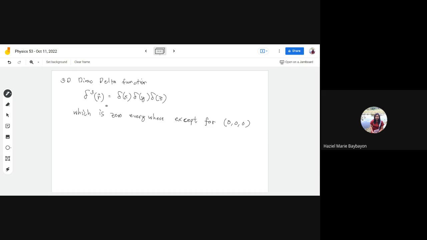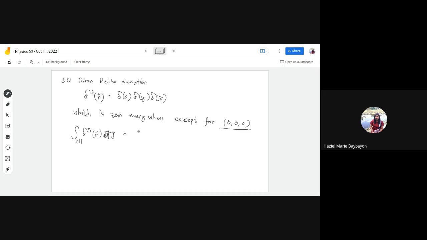Okay, so the 3D Dirac delta function is 0 everywhere except for x equals 0, y equals 0, z equals 0. So basically, this is at the origin. Now, its volume integral is equal to 1. So if we get the volume integral of this, overall the volume from negative infinity to positive infinity, so this is what we get, class. Sorry, this is d tau.